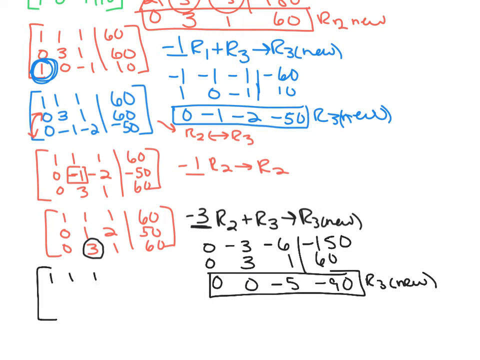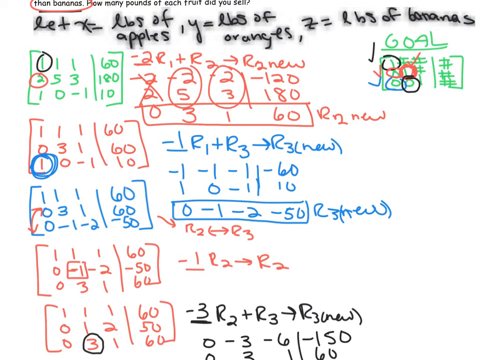We have 1, 1, 1, 60. Nothing changed about the second row. And now my third row, I have 0, 0, -5, -90. Awesome, this is looking great so far. So we can check this off now. We got that to be a 0.